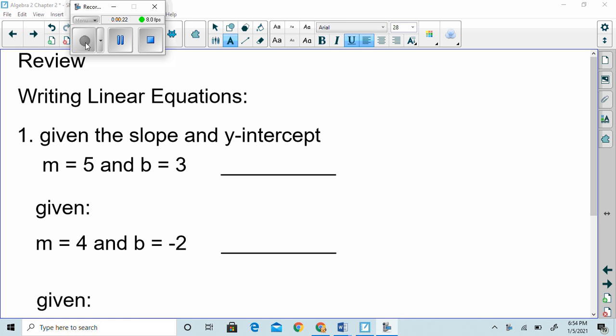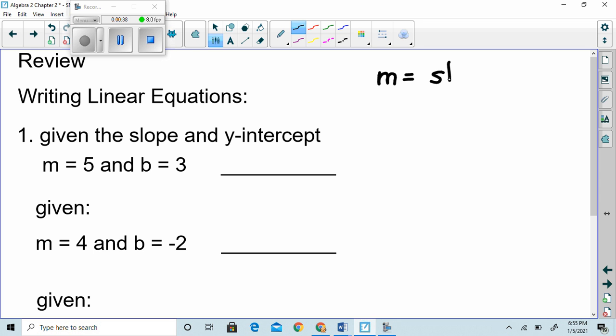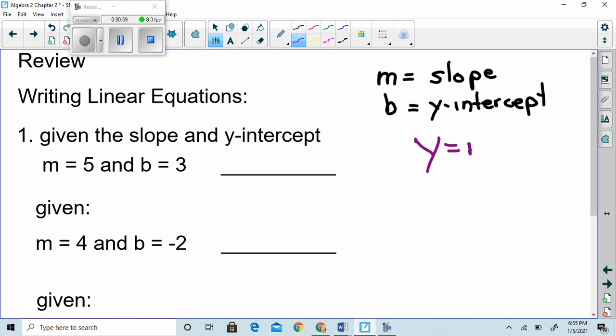Given the slope and the y-intercept, m and b, remember that questions could always turn up on the midterm. The variable that represents slope is m, and the variable that represents our y-intercept is b. So again, I'm just throwing in some extra review as we're going along. If we're given the slope and the y-intercept, our goal is to write the equation in y is equal to mx plus b form.